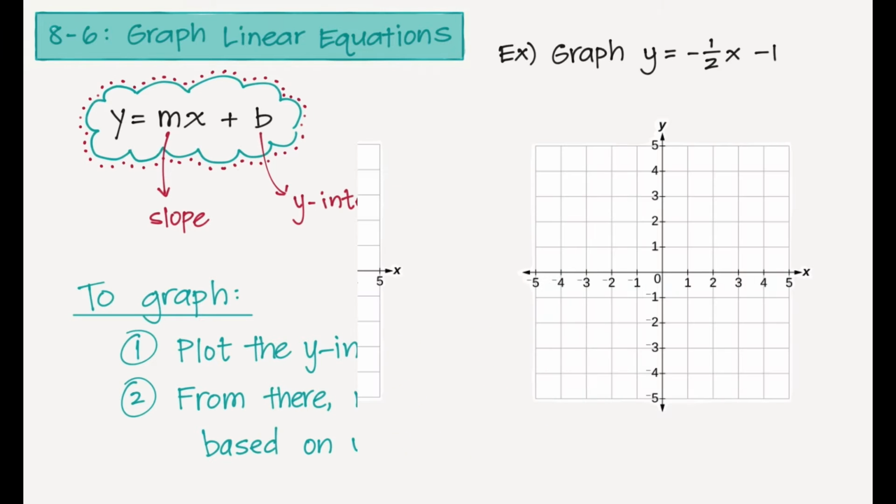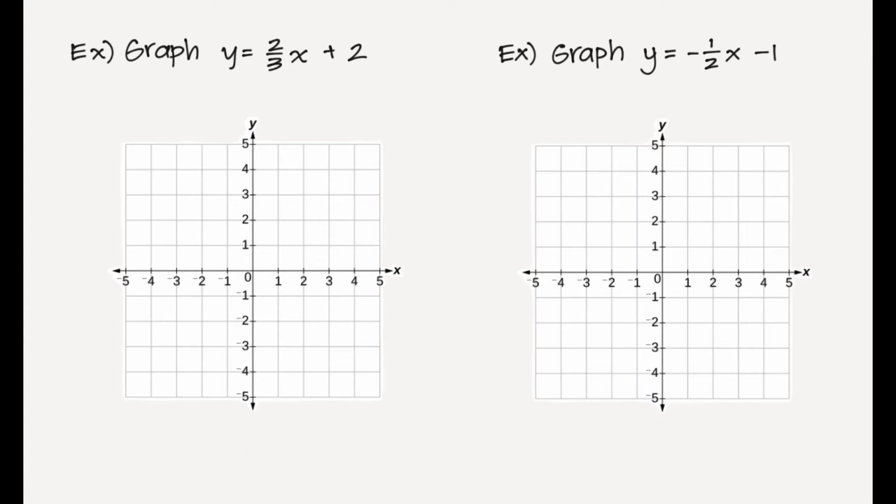So let's get started. Our first equation is to graph y is equal to 2/3 x plus 2. Again, we're going to start by plotting that 2 on the y-axis, and we're going to move with the slope. The 2 is telling us we're going to go up 2 and to the right 3. So I'm going to go up 1, 2, and over 1, 2, 3, and plot my point. I'm going to get my ruler, and I'm going to draw my line through those 2 points, and I am done. All right, let's move on.